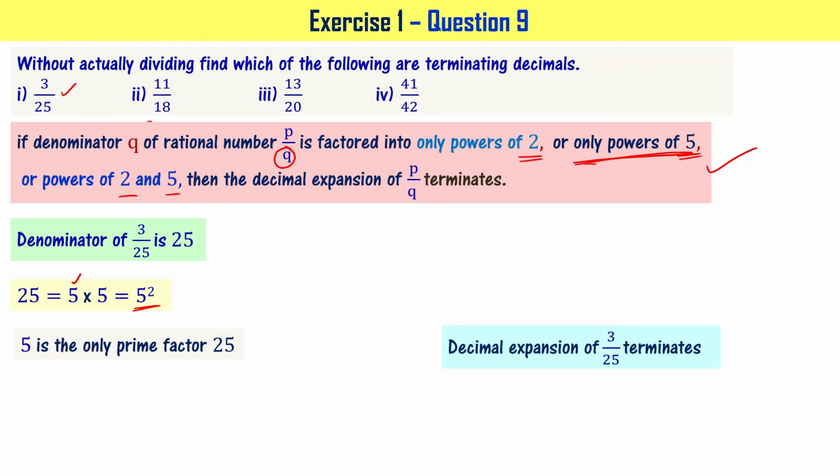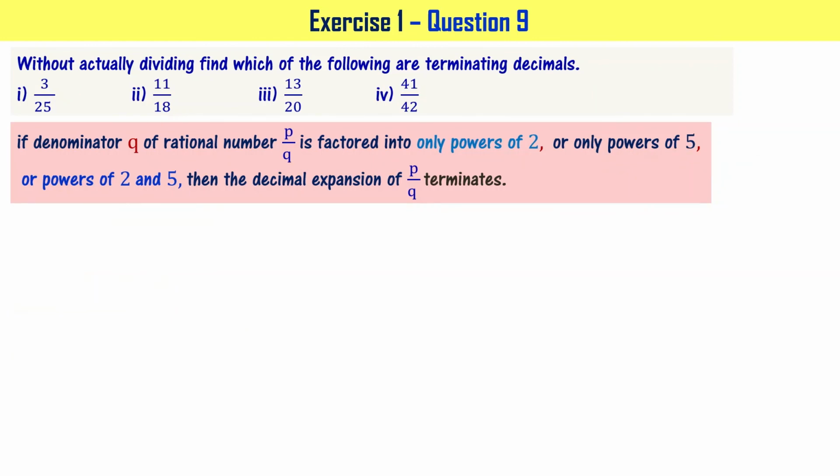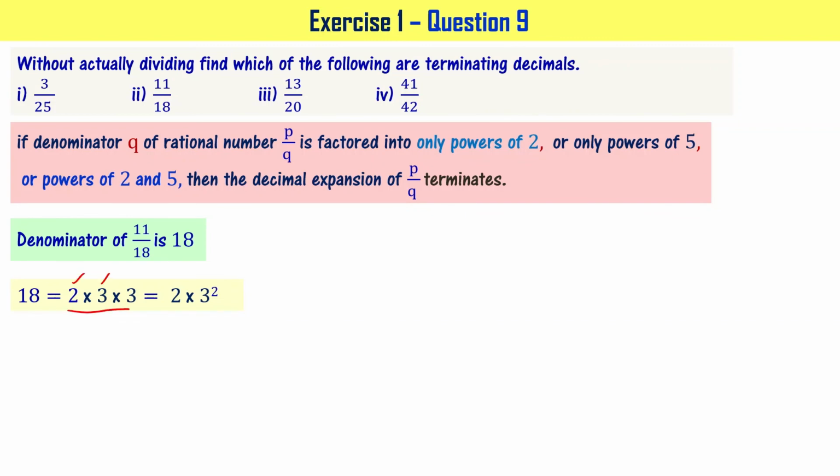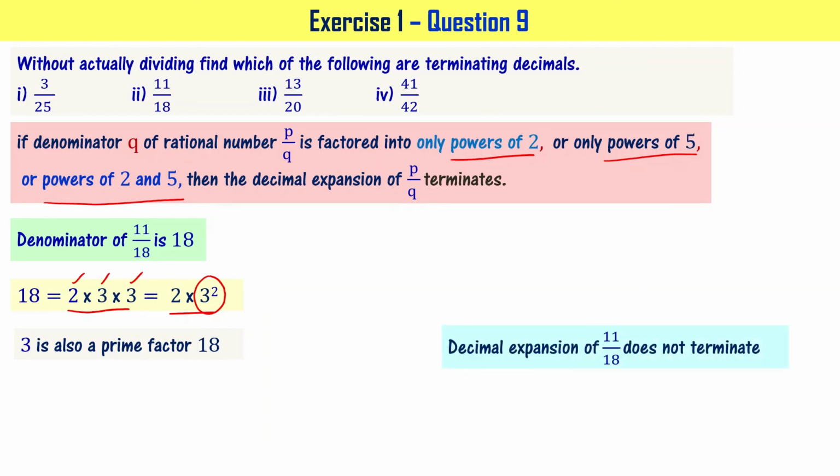Now let's look at 11 by 18. For 11 by 18, 18 is the denominator, right? What are the prime factors of 18? 18 can be written as 2 times 3 times 3, right? This is 6. 6 times 3 is 18. That can be written as 2 times 3 square. Now look at this. Are we writing only powers of 2 or only powers of 5 or powers of 2 and 5? No, right? Because there are powers of 3 also. Since 3 is also a prime factor of 18, we can say that the decimal expansion of 11 by 18 is not going to terminate. Got it?